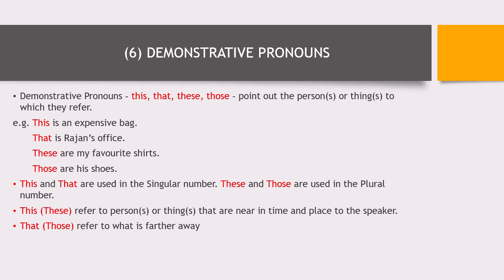These are my favorite shirts. Here, these is the demonstrative pronoun as it points to the shirts. Those are his shoes. Here, those is the demonstrative pronoun as it points to the shoes. Note: this and that are used in the singular number. These and those are used in the plural number. This, these refer to person, persons, or thing, things that are near in time and place to the speaker. That, those refer to what is farther away.